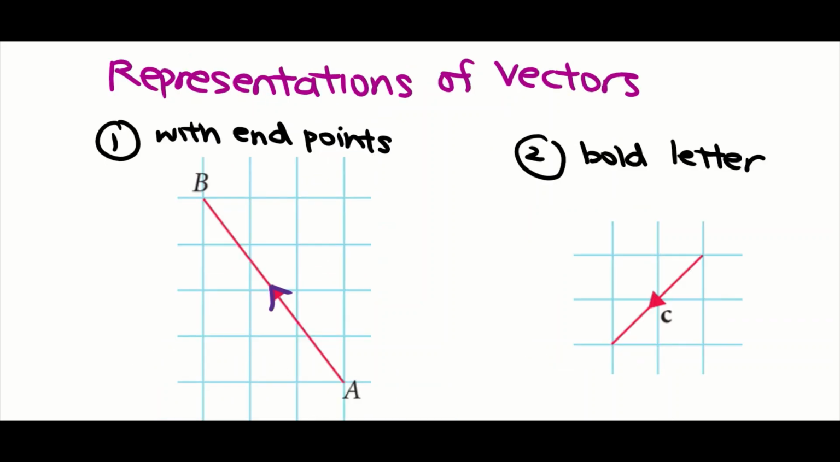I have 4 representations of vectors, and let's look at them individually. For this first one, this is a direction. The direction is from A to B. How I indicate it is, I put A and B, and I will put an arrow. So this is the first representation.